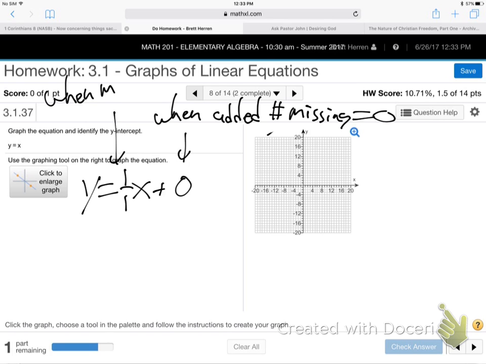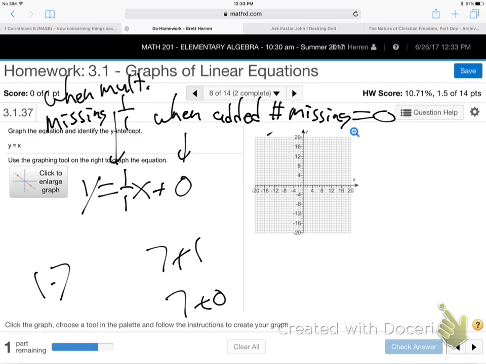When multiplied, missing, it's 1 over 1, right? Because multiplying by 1 changes nothing, and adding 0 changes nothing. You can't add 1. If I take 7 and I add 1, it's changed. It's 8 now. You with me? But if I just add 0, it's still 7. Didn't change anything. If I take 7 and I multiply by 1, I haven't changed anything. It's still 7. So you see how you can multiply by 1, which is the same as 1 over 1, or add 0, and nothing changes.